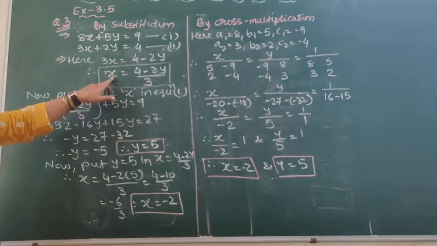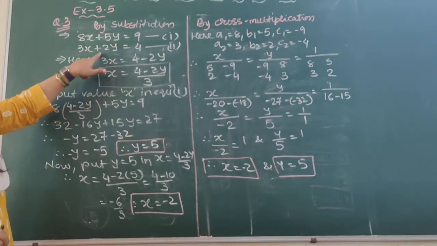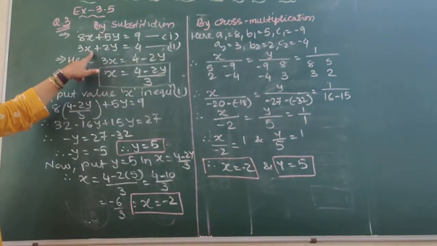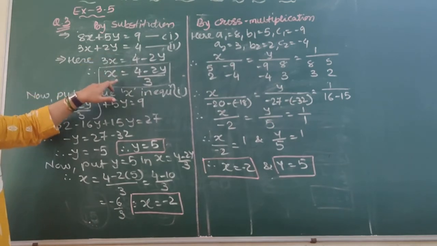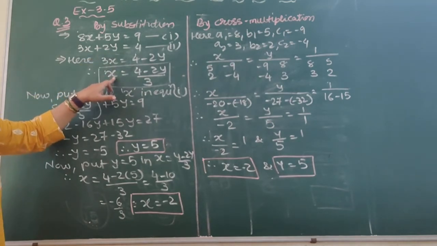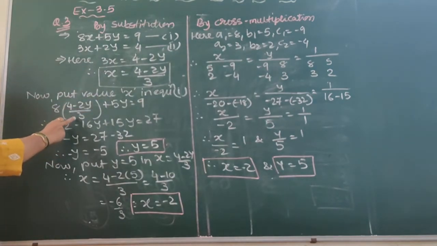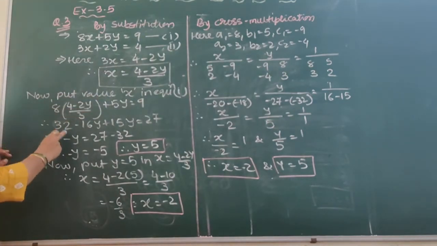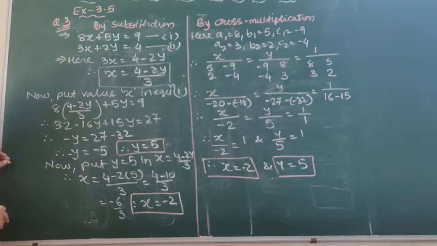Now I put this value of x in the first equation, because I expressed x in terms of y using the second equation, and therefore I am putting the value of x in the first equation. After taking LCM 3 and simplifying, I got minus y is equal to minus 5, and therefore y is equal to 5.